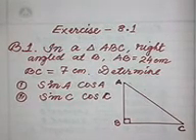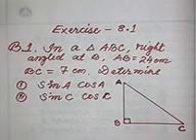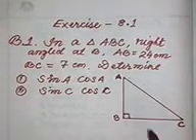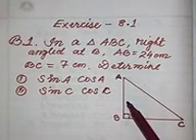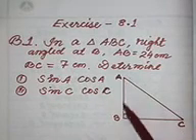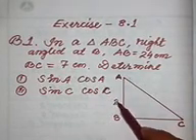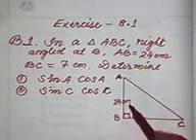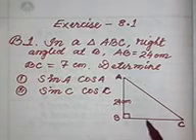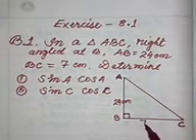Okay, after drawing this right triangle ABC, I'm going to write the measurement given in the question. So what are the measurements given here? The measurement given here is AB. AB is 24 centimeters. So I'm going to write here 24 centimeter. Then we have BC is 7 centimeter.